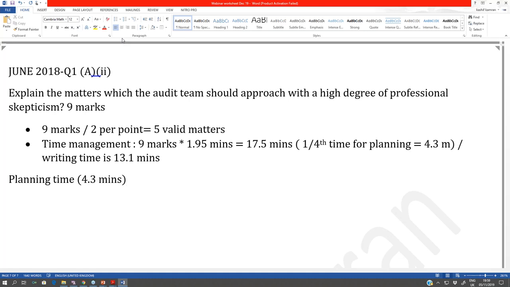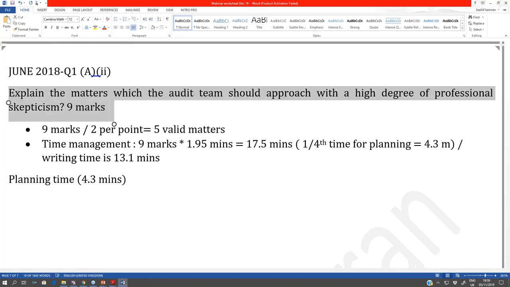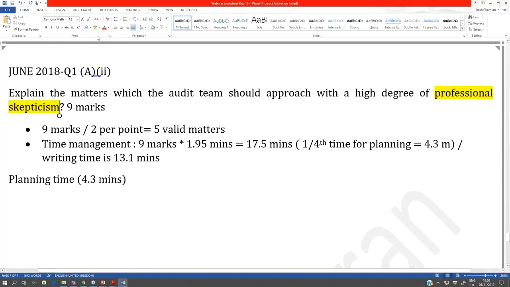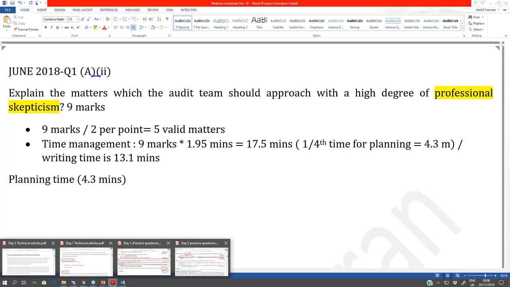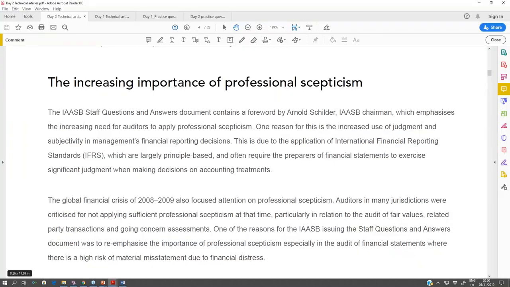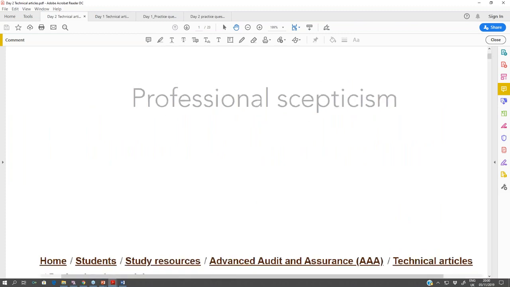Now we need to understand professional skepticism first, and we need to understand internally which matters the auditor should approach with a higher degree of professional skepticism. I hope everyone has clear knowledge about what professional skepticism is. I have also shared an article in the day 2 resources, known as the day 2 technical articles, and when you look at them, there is an article on professional skepticism.